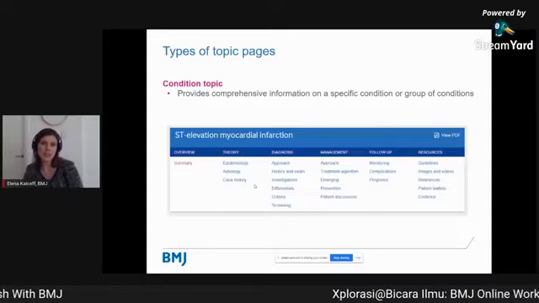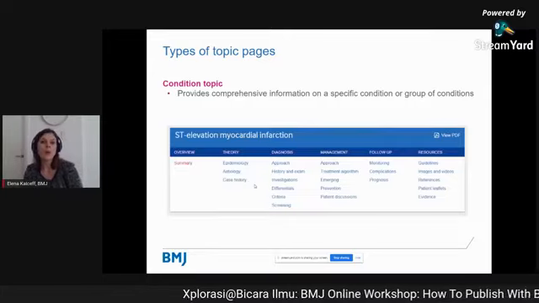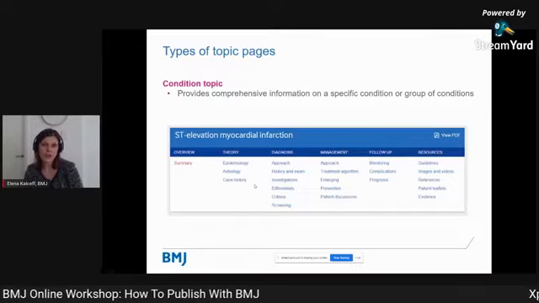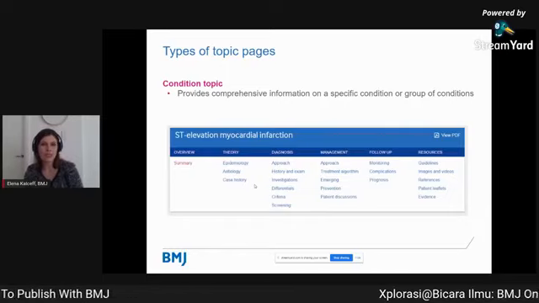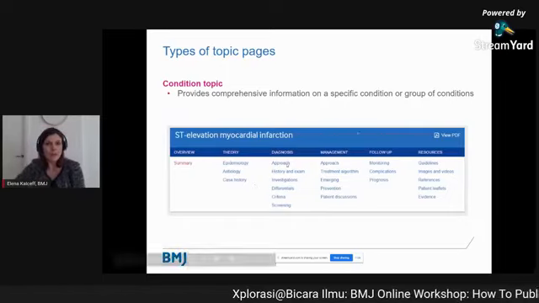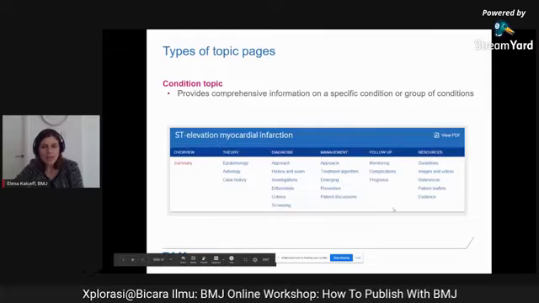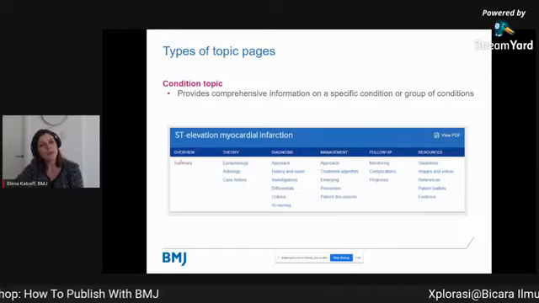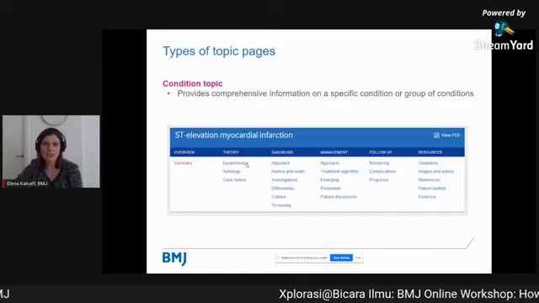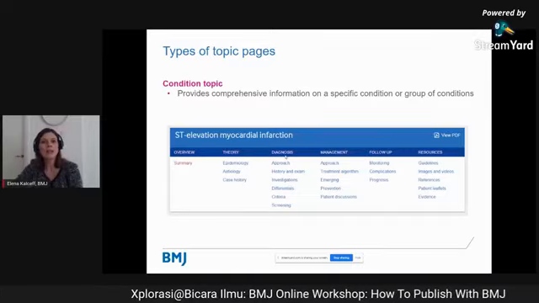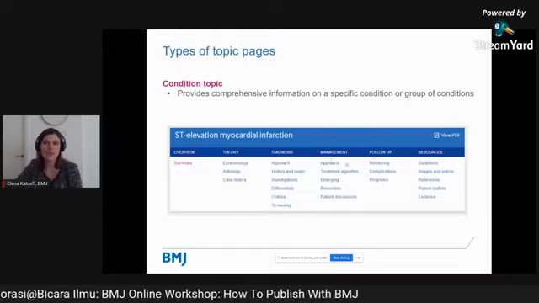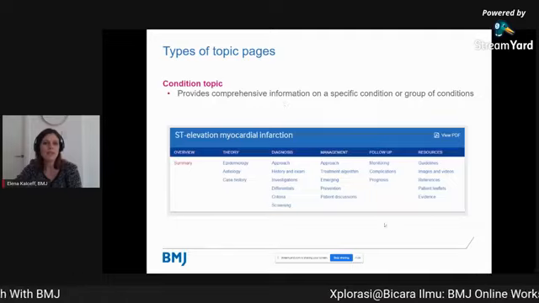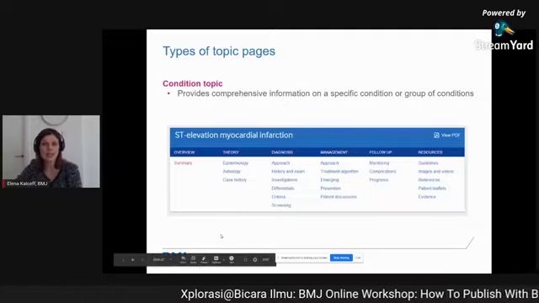The next topic page is the condition topic. This one provides comprehensive information on a specific condition or a group of conditions. Most of the content in Best Practice does take the form of a condition topic. In the example here for STEMI, you can see that all of the headings and subheadings are structured around that patient journey. It starts with a little bit of an overview, some of the background theory in terms of the epidemiology, etiology, and it then takes you through from diagnosis to management and follow-up. You can click on the section that you're interested in, and that table of contents will always stay at the top of your page, so it's easy to navigate around.